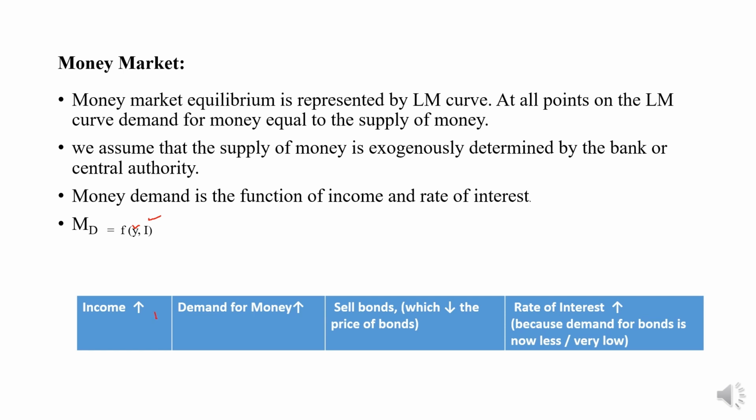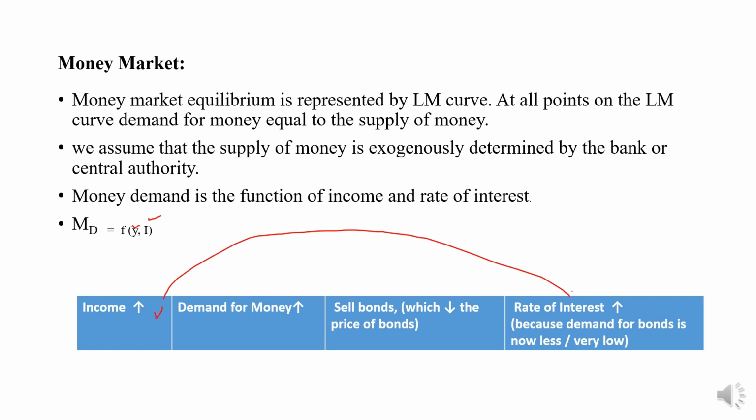When income increases, the demand for money increases. अब जब डिमांड ज्यादा हो जाए मनी की तो लोग क्या करते हैं, बॉन्ड्स को सेल कर देते हैं शेयर मार्केट में और पैसे को अपने हाथ में रखना चाहते हैं. So at that time the prices are low, and when prices of the bonds are low and people sell them, the rate of interest is high because the demand for bonds is now very low. So there is a positive relationship between income and rate of interest.